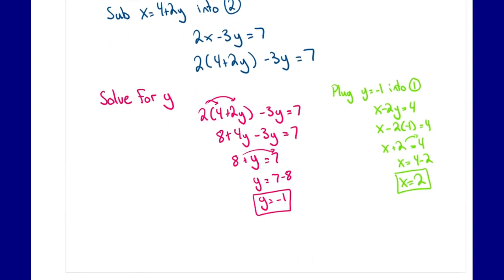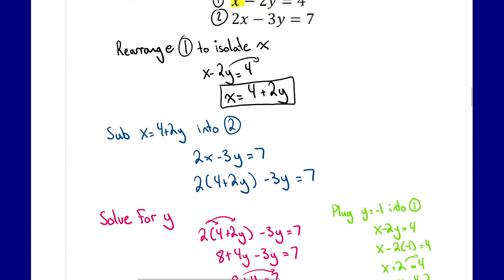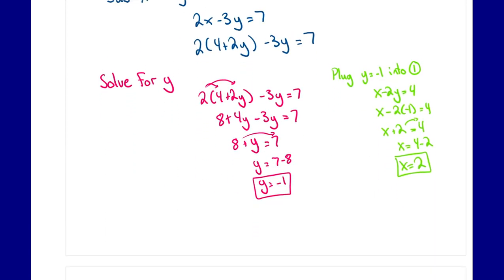Now, we plugged it into equation 1. Technically, we could plug it into equation 2 as well and still get the same answer, because the point of intersection is going to be the same for both equations. That point is going to exist on both lines. So, therefore, the POI is x value first, 2, negative 1.